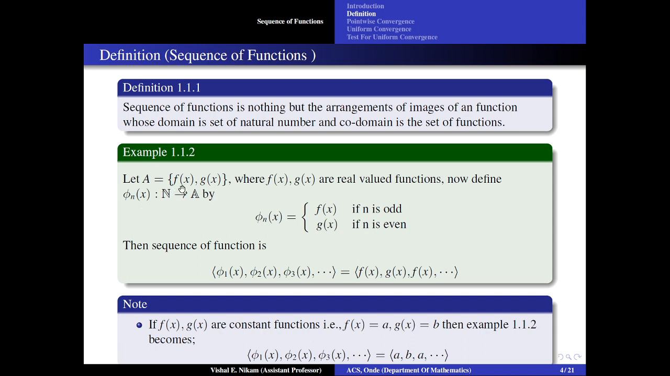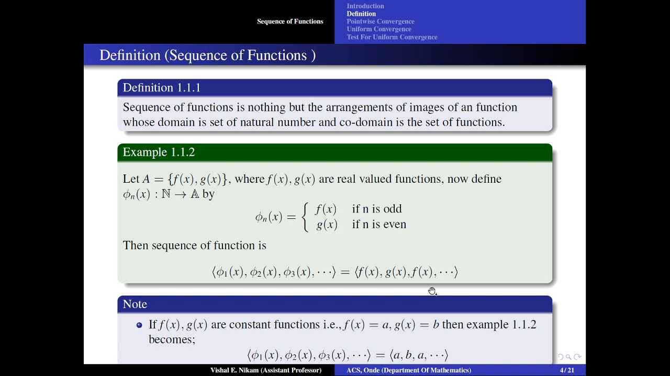Let A be the set containing f of x and g of x, where f of x and g of x are any real valued functions. Now define phi n of x from N to A by phi n of x equal to f of x if n is odd, and phi n of x equal to g of x if n is even. Then the sequence of functions is, what is phi 1 of x? Here 1 is odd, so phi 1 of x is f of x. Phi 2, 2 is even, so phi 2 of x is g of x. Phi 3 is again odd, so it is f of x.